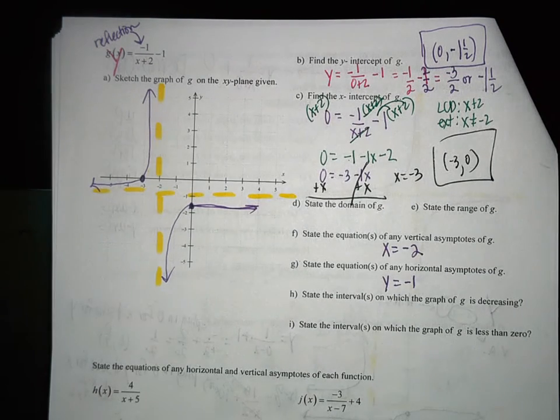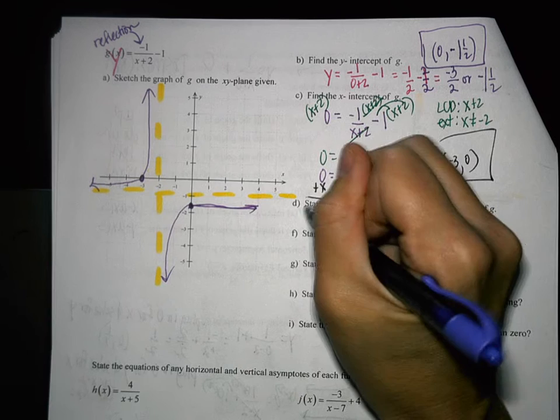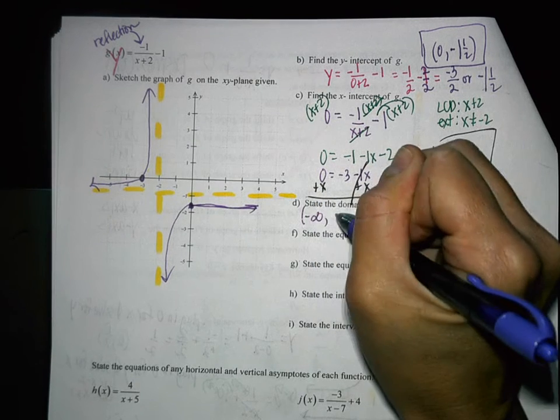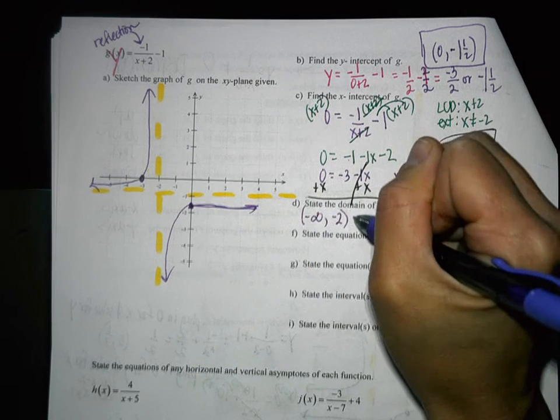Any questions? Okay, what's the domain? Negative infinity, comma -2, -2, comma infinity.